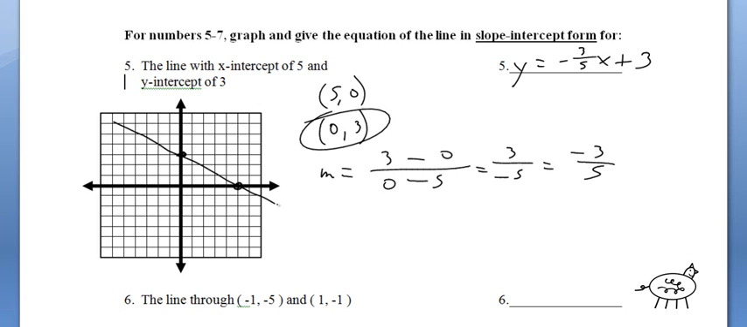And that's your equation between the two. And you could check the slope, go down 3 over 5, so negative 3/5, and there's your y-intercept too.